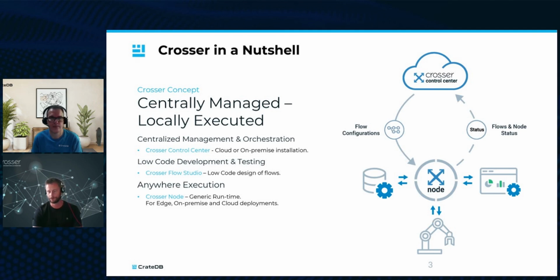Second component, the Crosser node, is the actual runtime for these flows, these pipelines, we call it flows. We will see how it looks like in a second, but the important thing about this is the node is typically deployed as one single Docker container, and then you can fill this node with logic, with flows. So one node can run multiple flows at the same time.